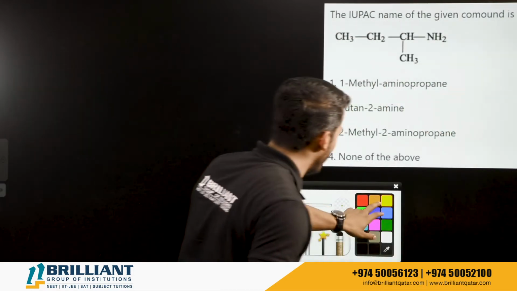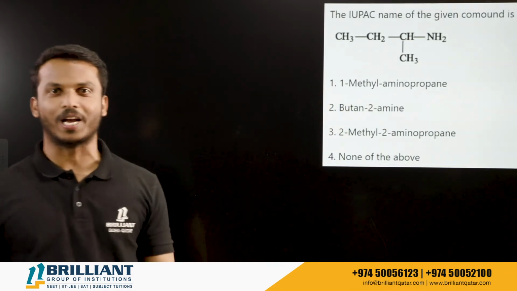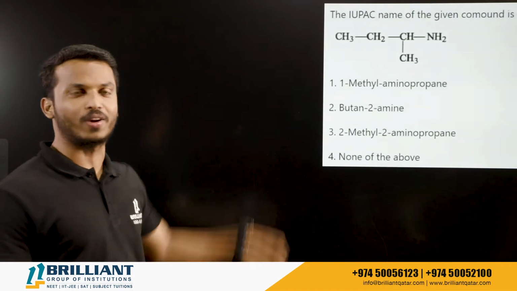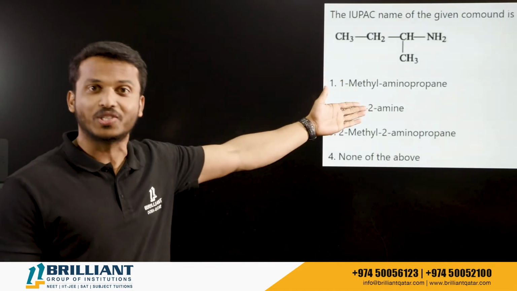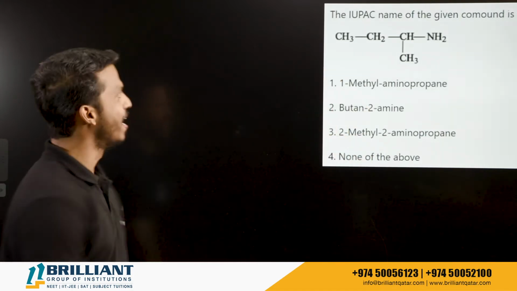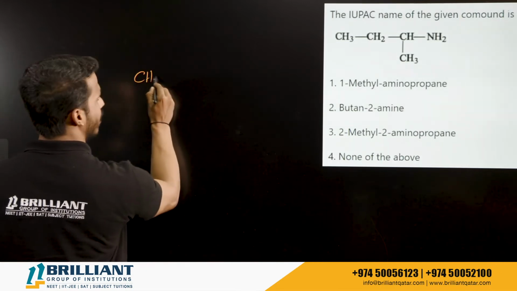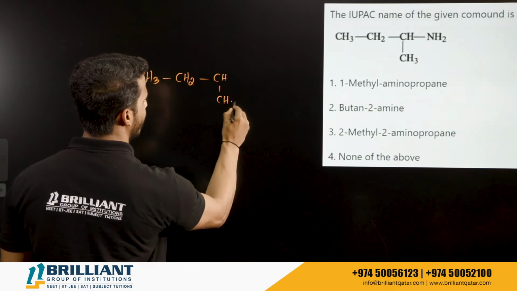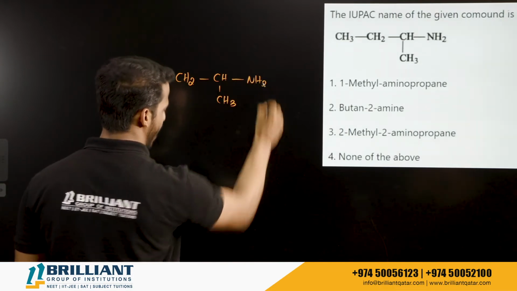Let's go to the IUPAC nomenclature question from the chapter amines. What is the IUPAC name of this given compound? You can see that it's having an NH2 group, so it's a primary amine. What is the structure given? CH3, CH2, CH, then CH3, then we have NH2.